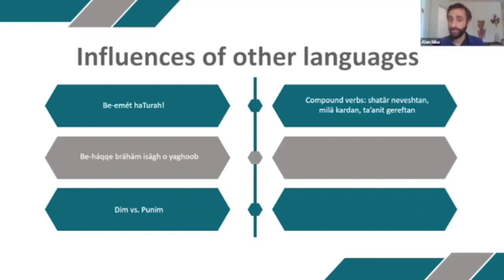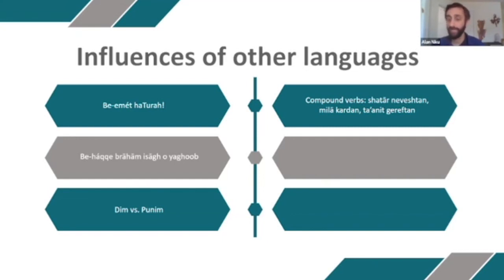There are compound verbs. So you take a Hebrew word and put it onto a Persian verb to get a new meaning. So shatar is the Hebrew word for contract. Neveshten is the Persian word for writing. Shatar neveshten, you put them together, that means signing the ketubah. Mila kardan, that's another one. Mila is circumcision. Kardan is doing. So a brit mila in Persian is called mila kunun, which means the doing of the circumcision.